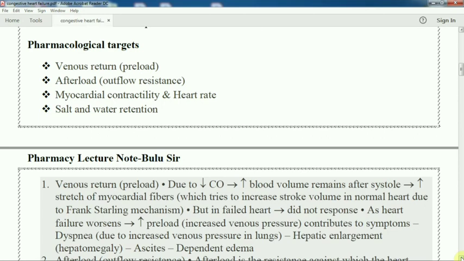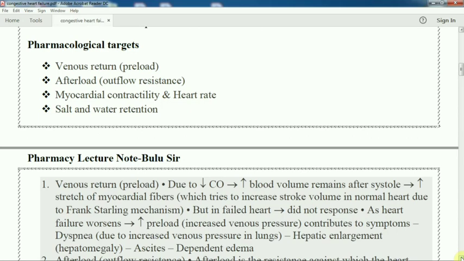So what happens in a normal person when cardiac output decreases? Blood volume remains in the heart and the myocardial muscle fibers are enlarged or stretched. But in a congestive heart failure patient, what happens? The myocardial wall does not respond.